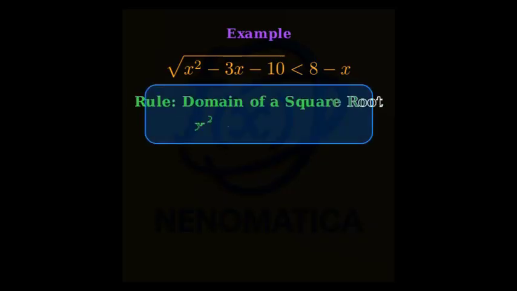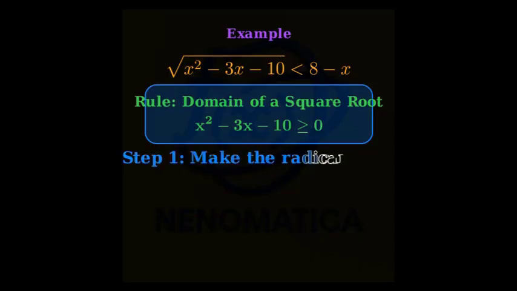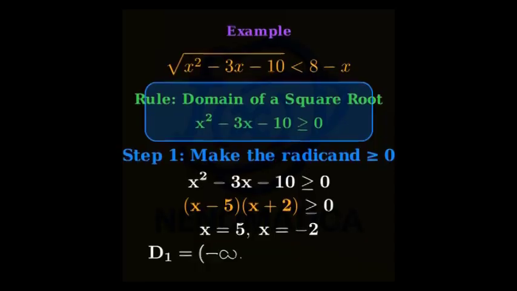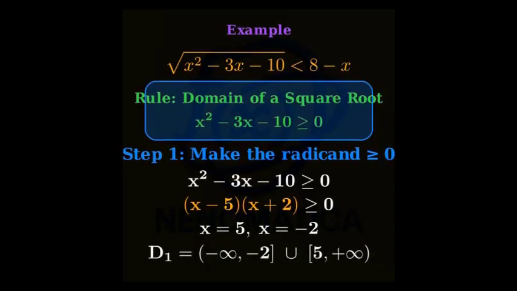Step 1. The square root requires its radicand to be non-negative. Say x squared minus 3x minus 10 is greater than or equal to 0. Factor to find the critical numbers at -2 and 5. Therefore, the first domain set is all x less than or equal to -2 or x greater than or equal to 5.